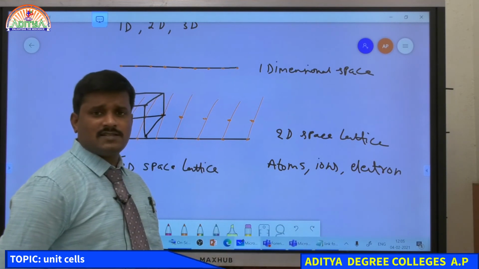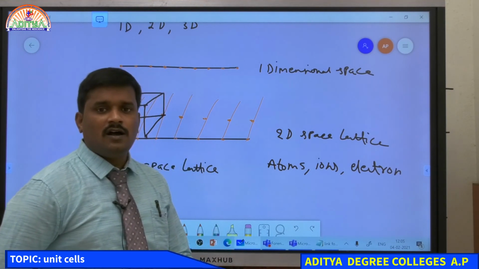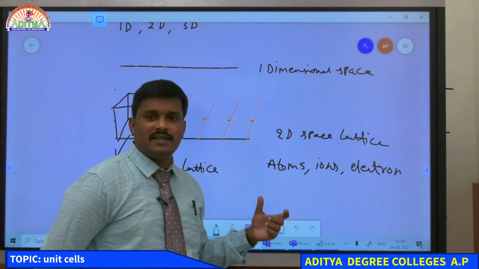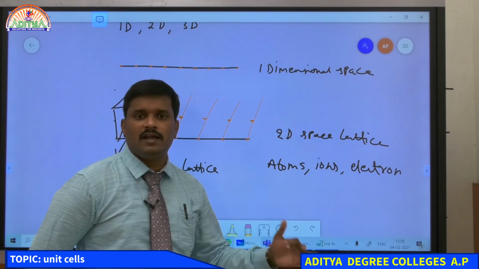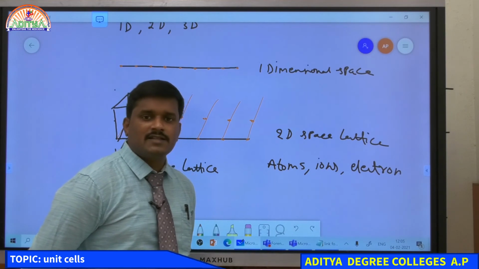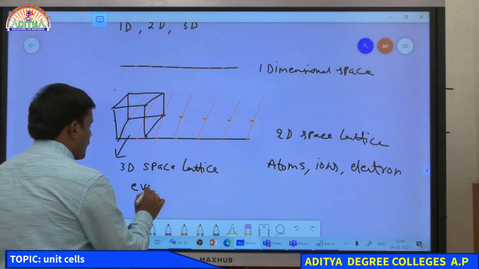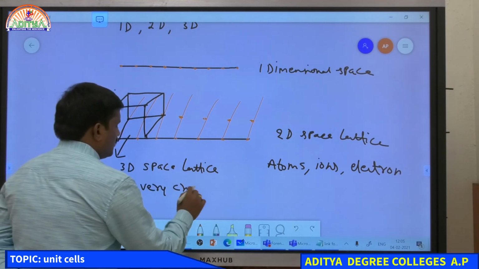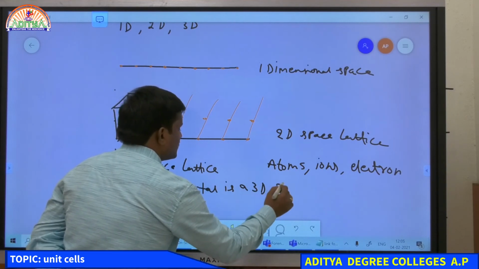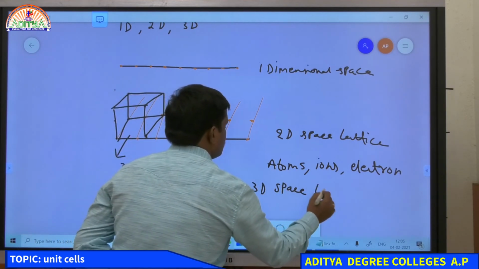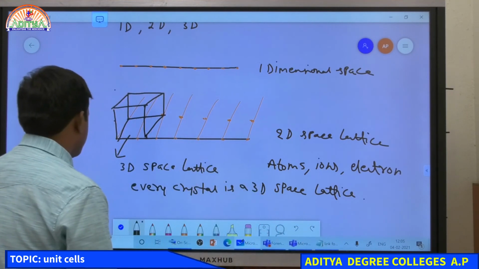So every crystal is a three-dimensional space lattice. It means the atoms or the elements present in the crystal are always arranged in three dimensions, along x, y as well as z. Every crystal is a 3D space lattice. So this is all about space lattice.